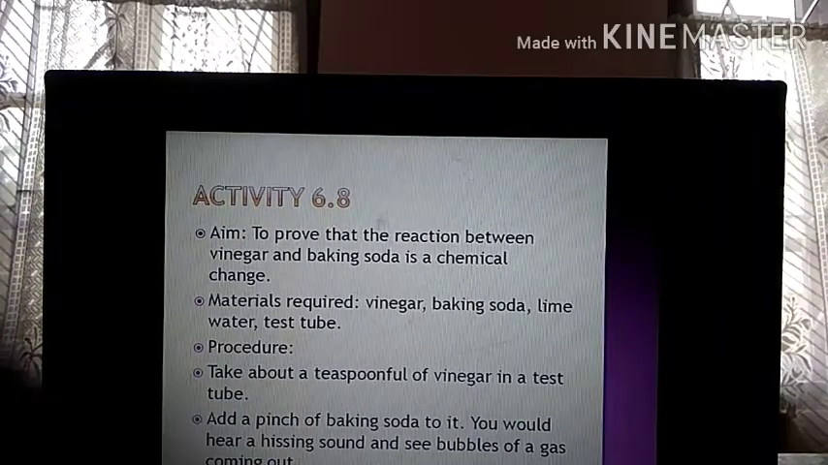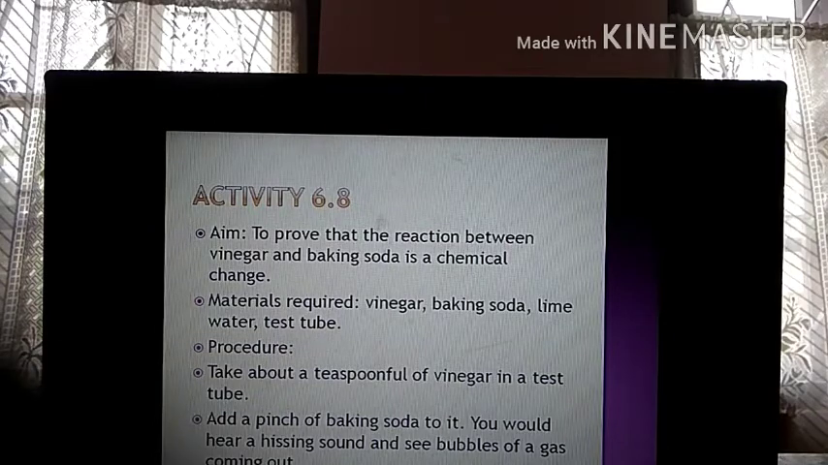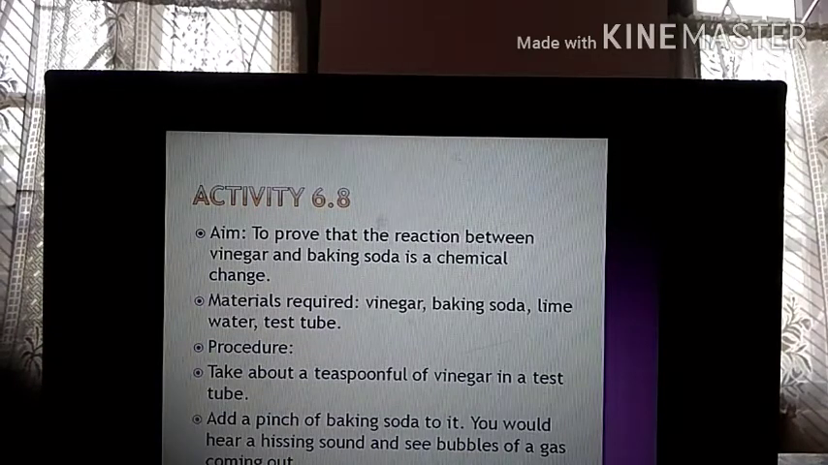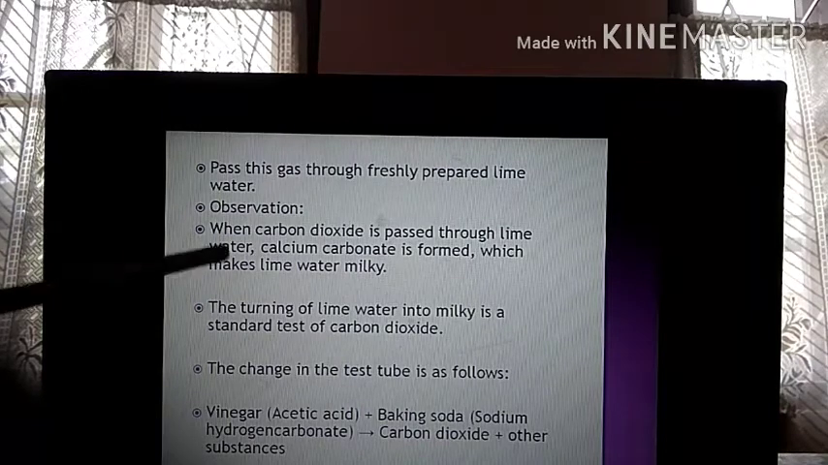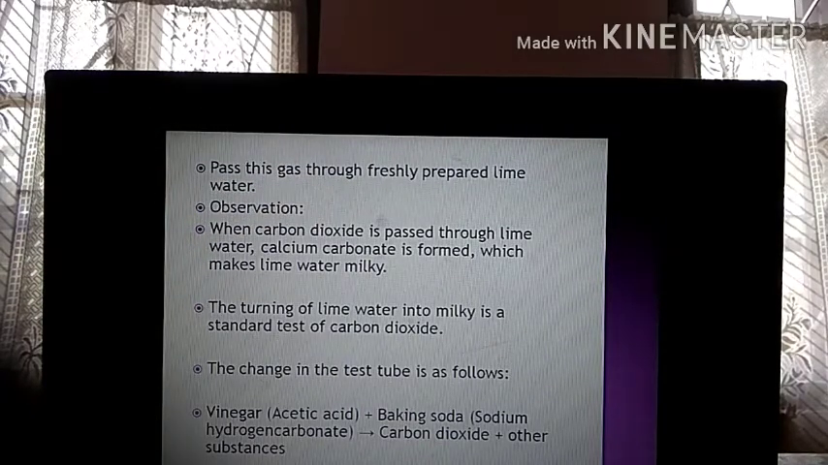So when you take vinegar and you add just a pinch, you can try this at home also. All of you have vinegar and baking soda, I think, at home. You just take some vinegar, put 1 pinch of baking soda, you will see bubbles of gas coming out and a hissing sound you will hear. Pass this gas through freshly prepared lime water. So now this gas, you need to pass it through lime water. You will get carbon dioxide gas actually.